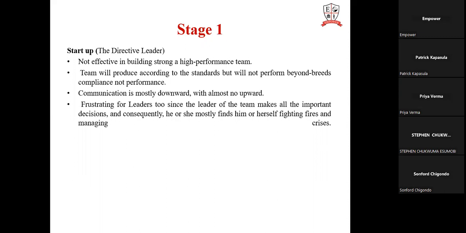This is frustrating for leaders too, since the leader of the team makes all the important decisions, and consequently, he or she mostly finds him or herself fighting fires and managing crises. Because it's more or less like the team members don't have an idea of what they're doing. They're waiting to be told by the leader to do whatever they're supposed to do.